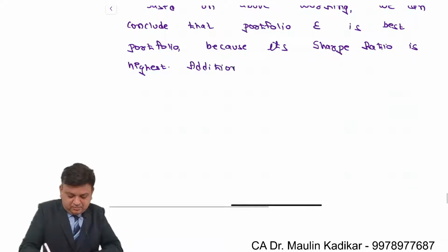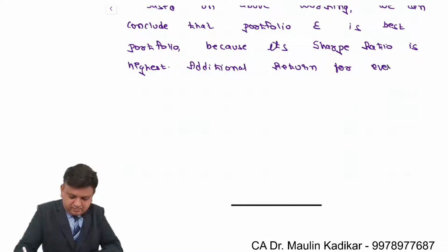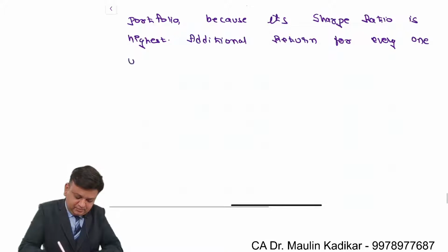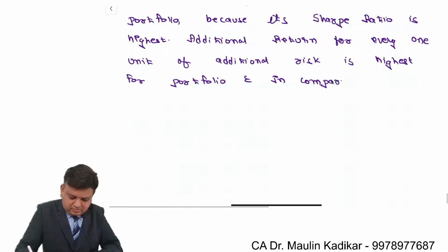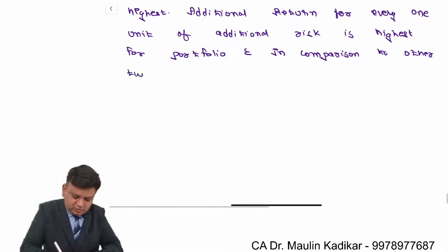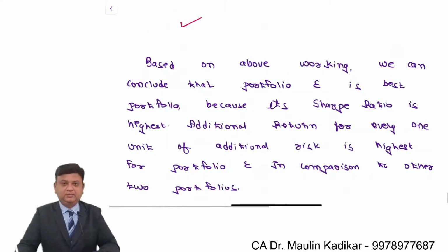Additional return for every 1 unit of additional risk is highest for portfolio E in comparison to the other two portfolios. This is what we understand.